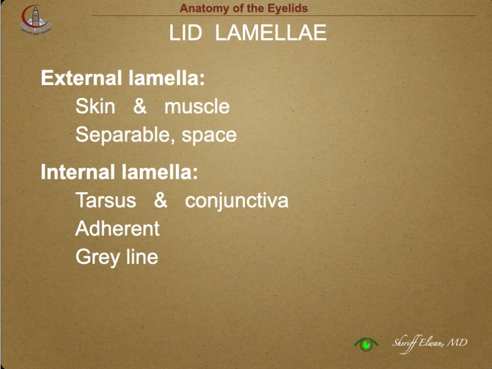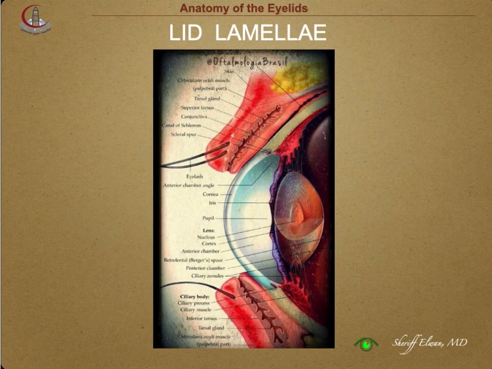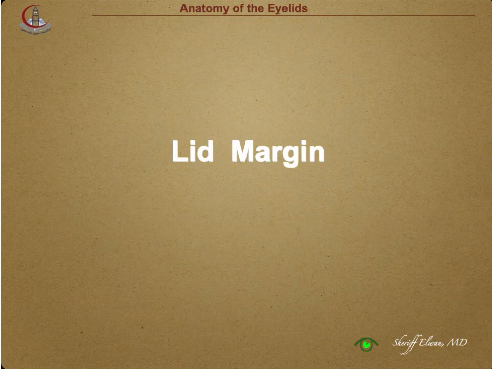The gray line is the landmark at the lid margin, wherefrom you can enter into the space between the two surgical lamellae, the external and the internal ones. This is a colored sagittal section diagram through the eye globe and the eyelids, and you can notice that the skin and muscle are forming the external lamella, and the tarsus and conjunctiva forming the internal lamella. And here's the gray line where your scalpel can go through, separating the two lamellae, whether in the upper eyelid or in the lower eyelid.